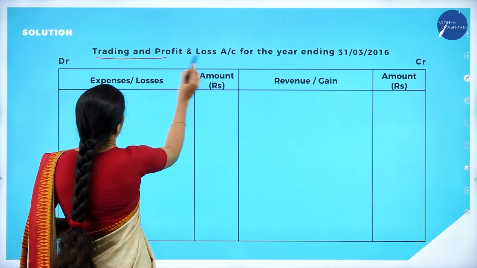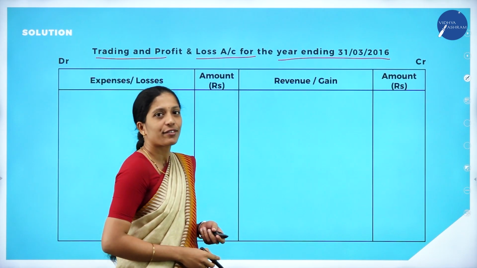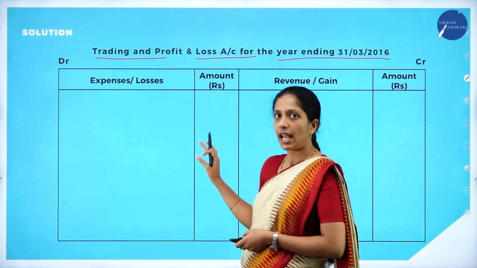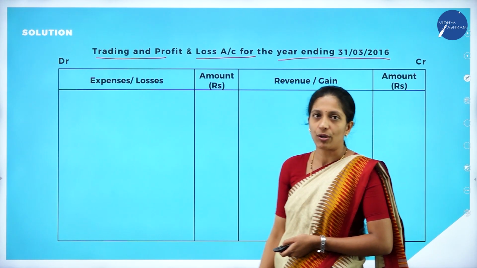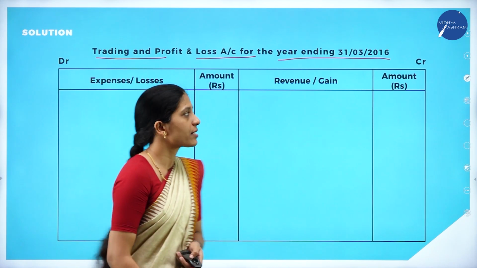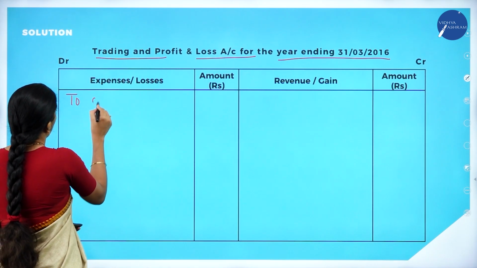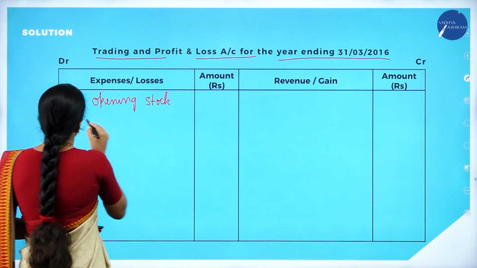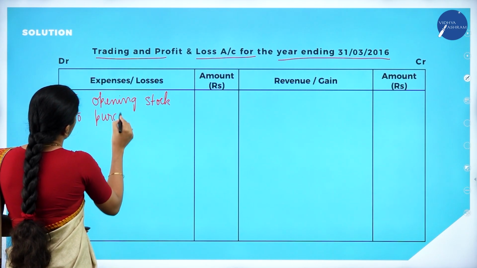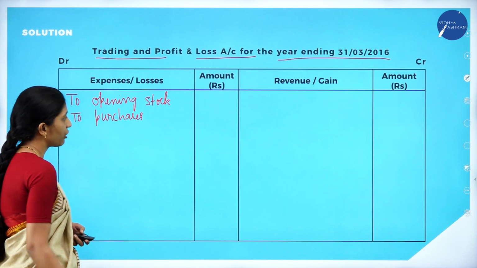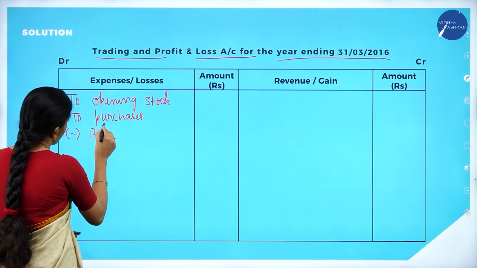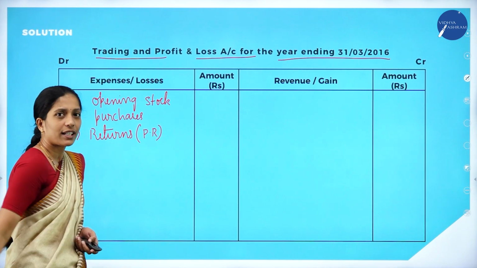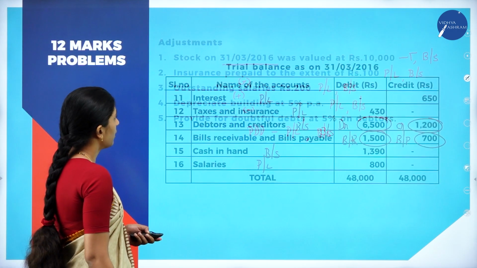So we shall write the heading Trading and Profit and Loss account for the year ending 31st March 2016. And your format is: in the debit side, it is expenses or losses amount, and credit side revenue or gain amount. So we shall start with the trading account. So we will start with opening stock. So to opening stock. Next we have to purchases. And here in this problem they have given returns also. So minus returns, which means purchase return. Then we will record the direct expenses. So we shall go through the question here.